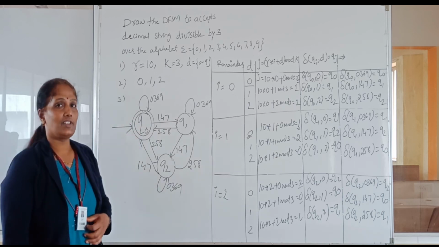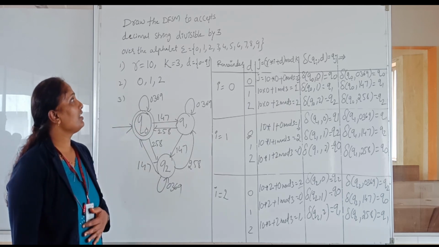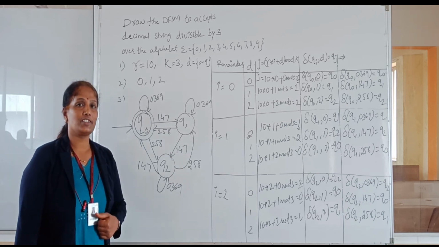That is the DFSM which accepts the strings divisible by 3. I hope you understood this problem.